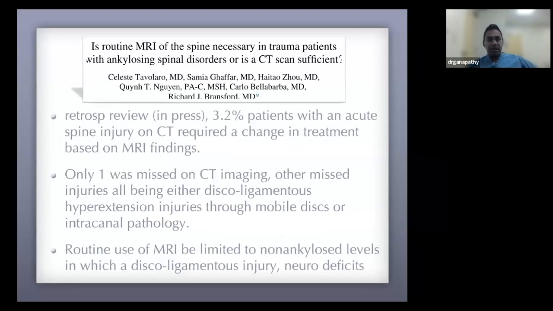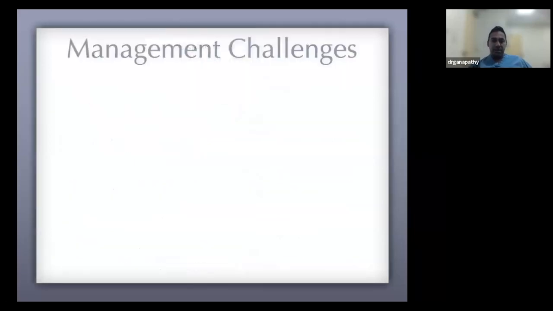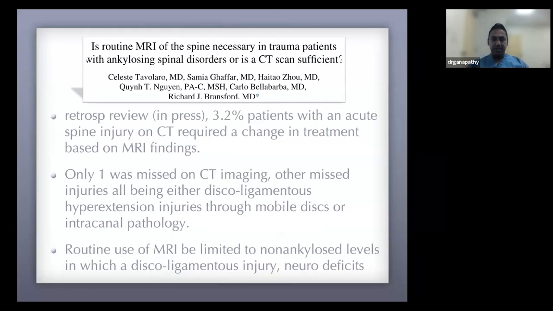So the question was, is routine MRI necessary in patients and is CT sufficient? The routine use of MRI, based on this retrospective review, they said can be limited to non-ankylosing patients. But as we just talked about, it's not the first line, but you should use it if there are any missed injuries or any clinical suspicion.